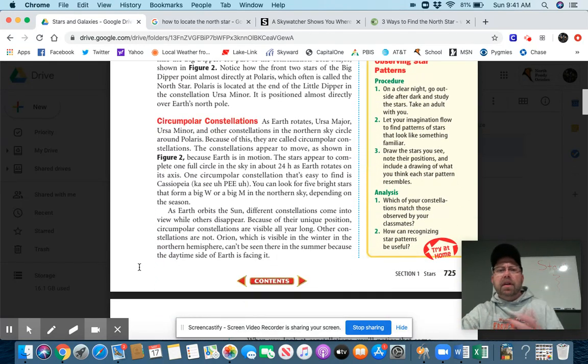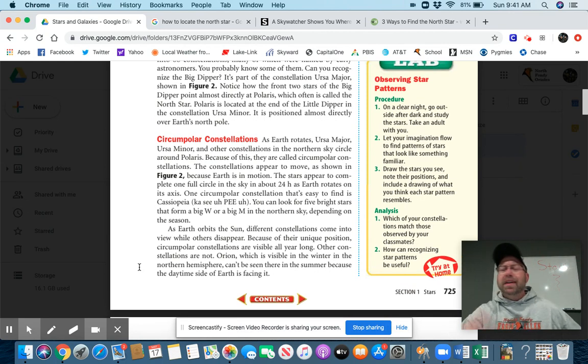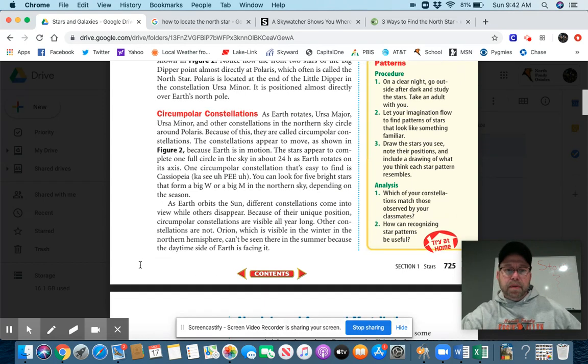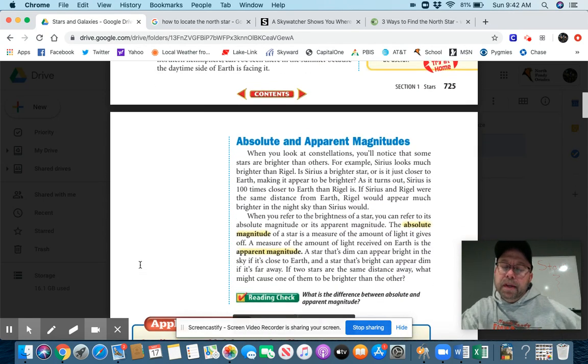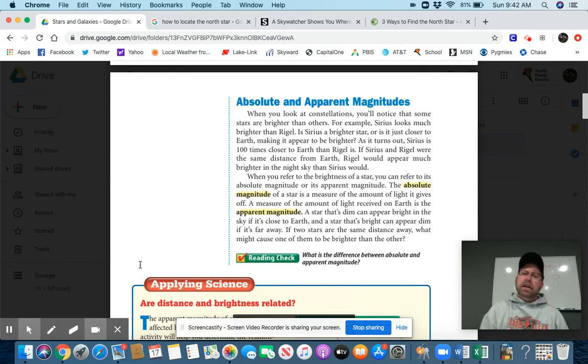There are 88 modern constellations. I'm not going to bore you with necessarily learning them. You just need to know that they are made up of stars of varying distances, and from our perspective here on Earth, they create shapes that people gave names to. All right. We're going to move on and talk about the brightness of stars, and that's measured in something called magnitude.